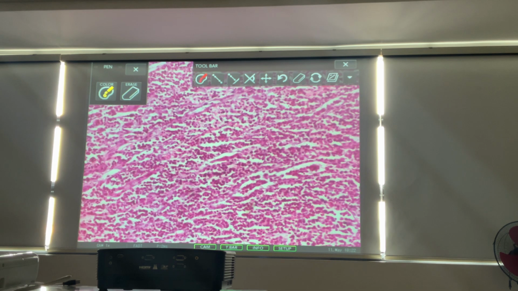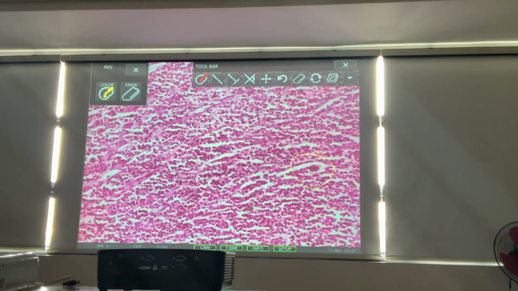So again, these are the WBC casts inside the renal tubular structures.